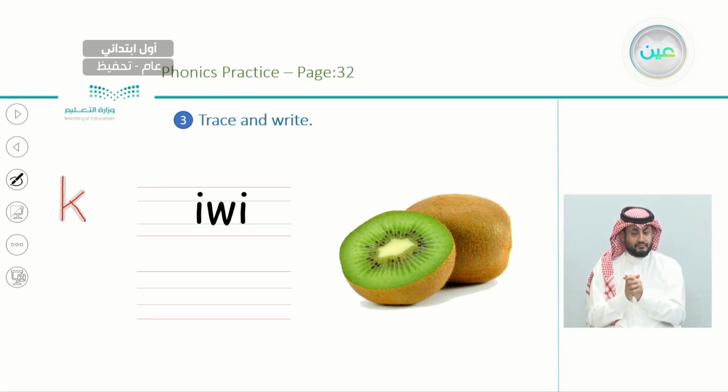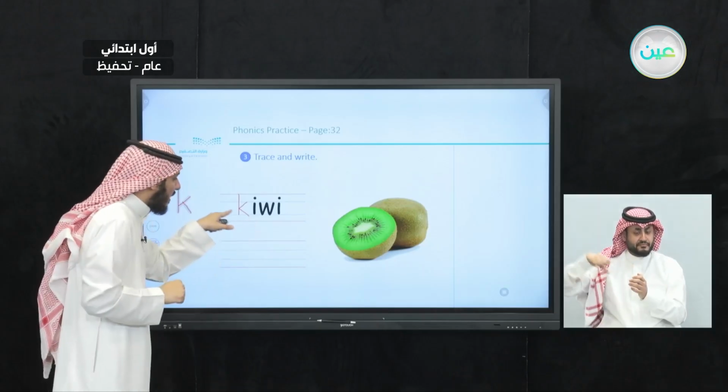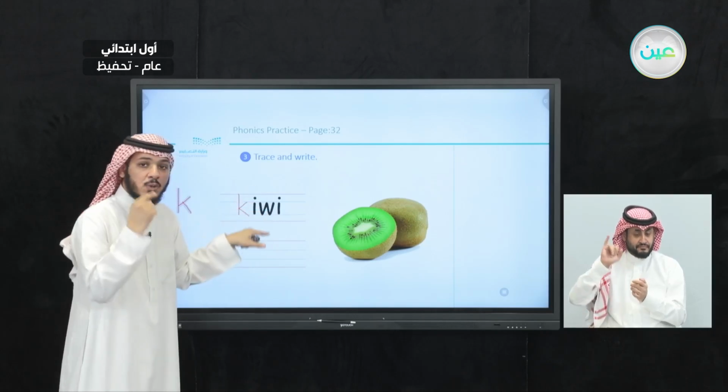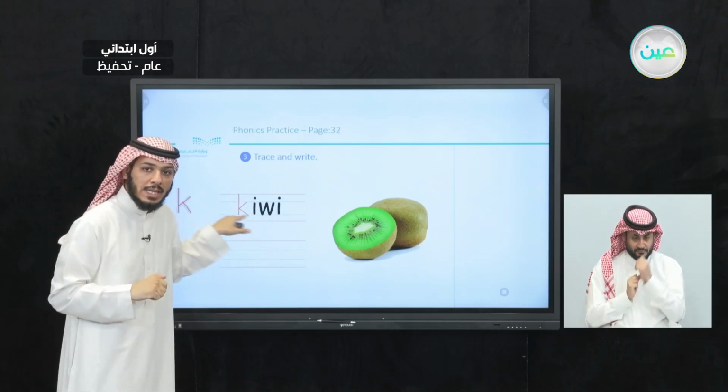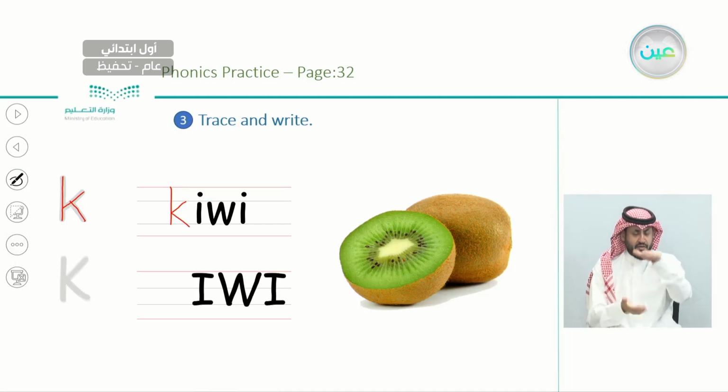So again let's write it here from 1 to 3, and the 2 lines between 2 and 3. We have the letter I here. Do you remember how to pronounce letter I? E. So we have kiwi. The letter W here is pronounced as wa, kiwi. Excellent.